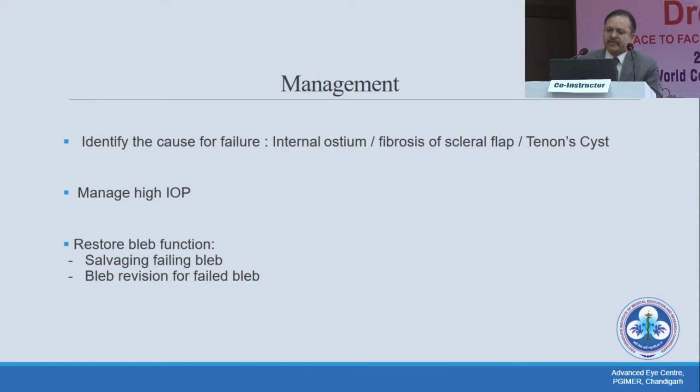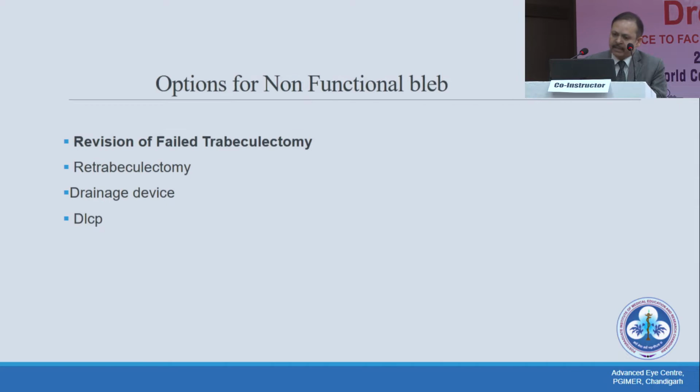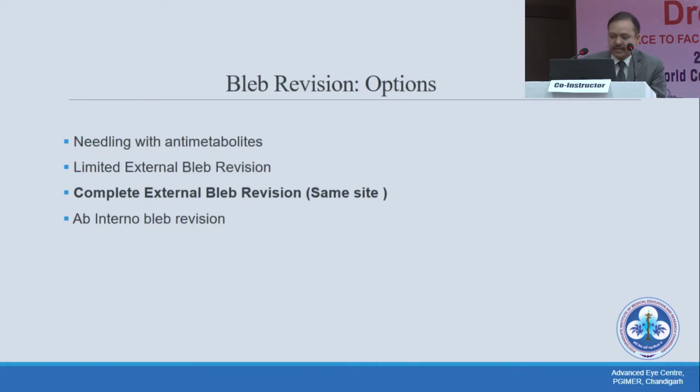So management depends on diagnosing, then managing the intraocular pressure conservatively, then restoring the Bleph function, and salvaging the failing Bleph, or Bleph revision for a failed Bleph. So these are the mechanisms for salvaging a failing Bleph, and if the Bleph has already failed, then you need Bleph revision, and there are various strategies. And I will be discussing revision of failed trabeculectomy, that is complete revision from the same site.